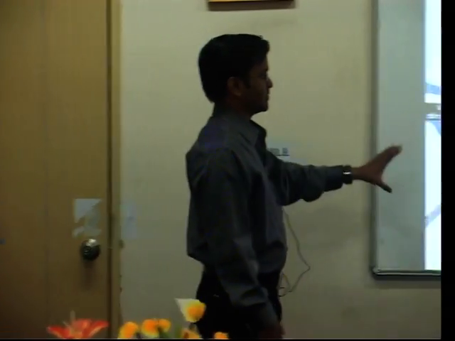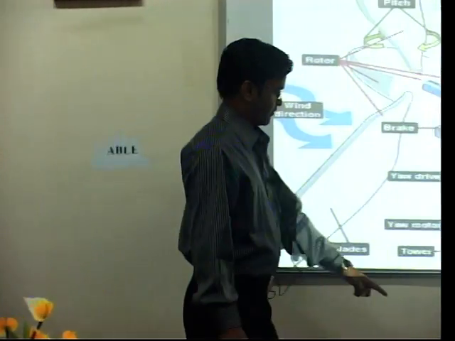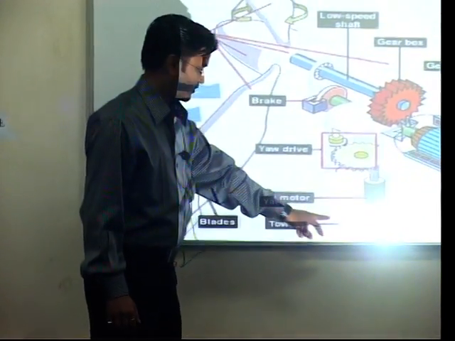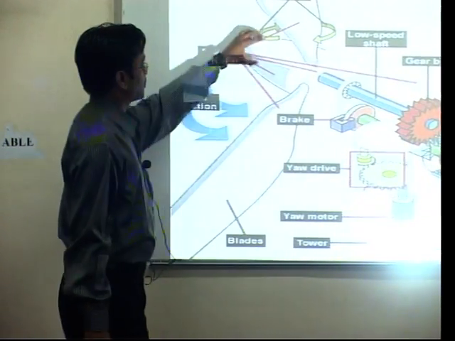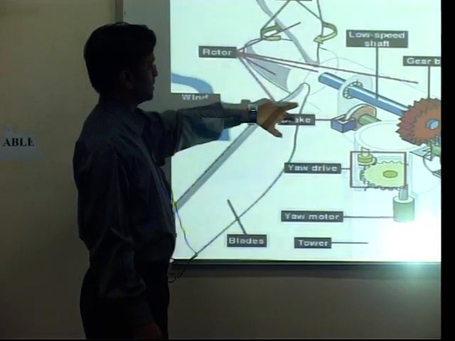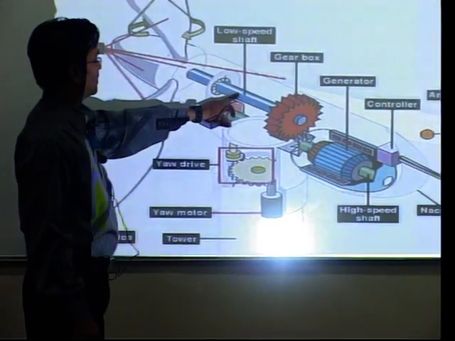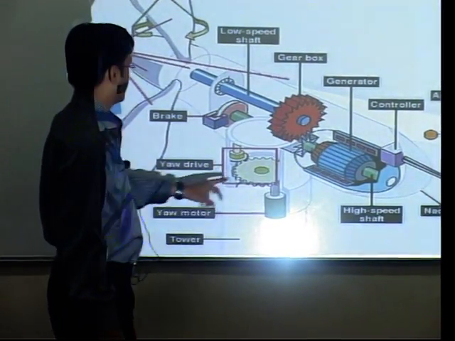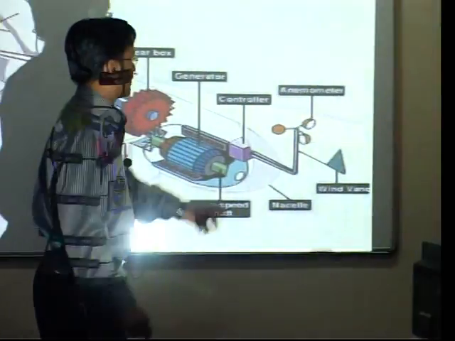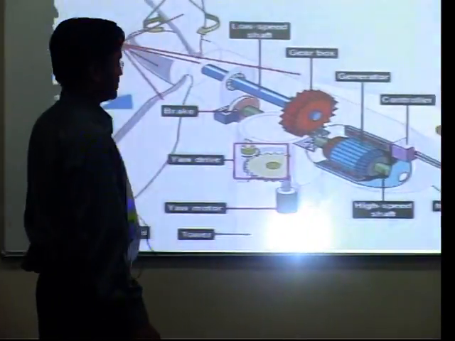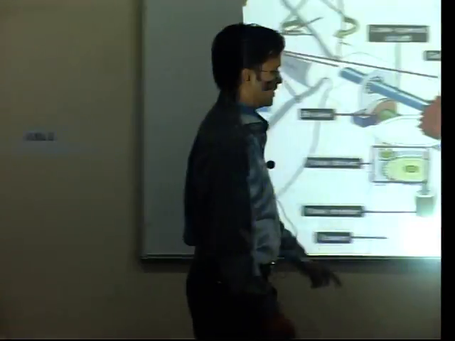As far as this diagram is concerned, the basic parts, starting from the foundation, are the column or tower, then the shaft, then the rotor or hub. On that rotor, 3 blades are mounted, then the low-speed shaft, then the gearbox, then coupling and generator, and anemometer. And the whole assembly is enclosed in a particular box called the nacelle.